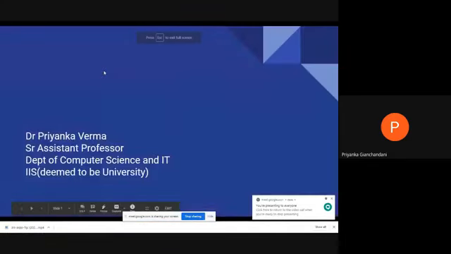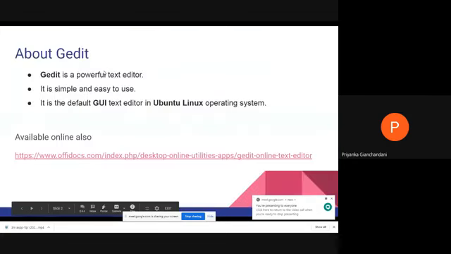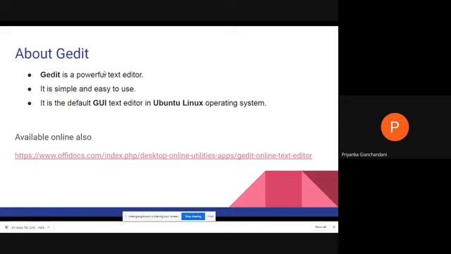Okay. So the Gedit text editor. What is Gedit text editor? Gedit is a powerful text editor. It is simple as well as easy to use, and it basically is the default text editor which was created for the Ubuntu Linux operating system. So it is a GUI text editor which was specifically created for the Linux operating system.